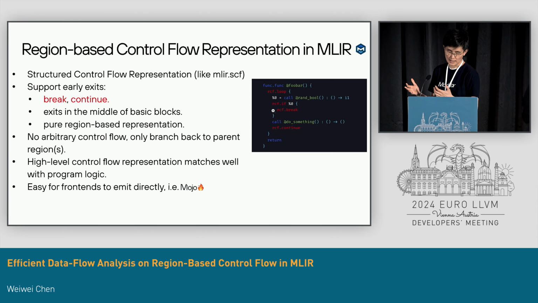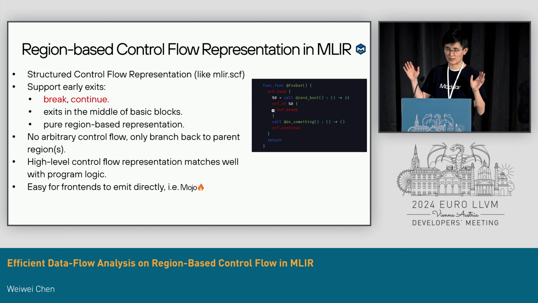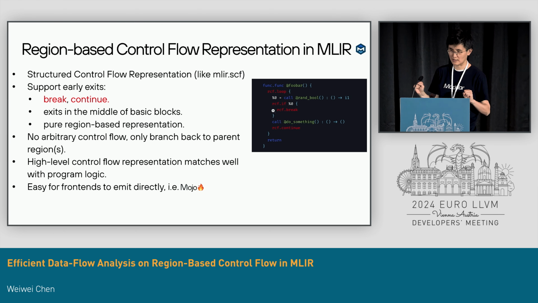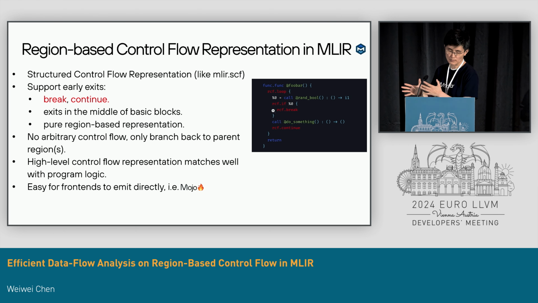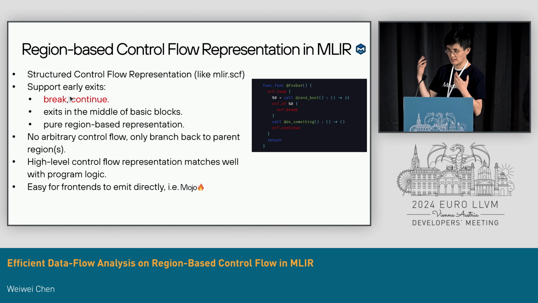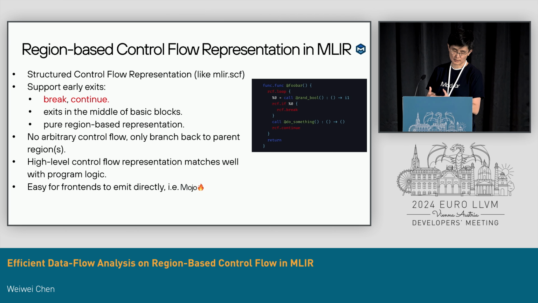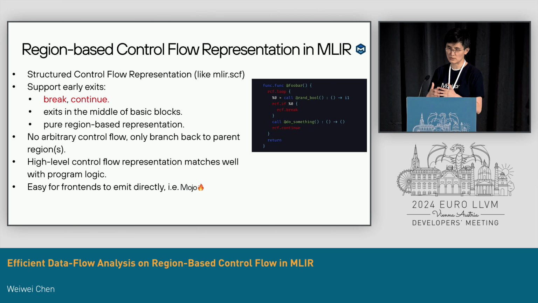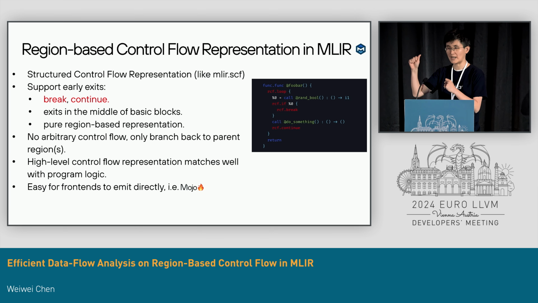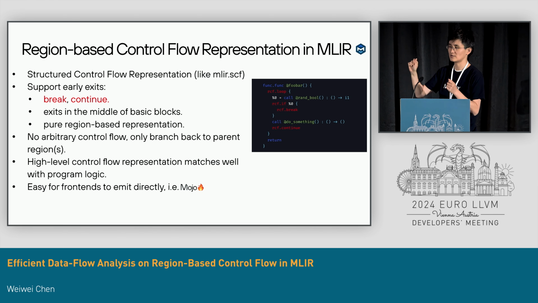So what we're proposing here is a type of operations that is purely region-based. We'll forget about the basic block restrictions and just focus on the region-based representation, so that now we can support early exits of the loops. This representation will not support any arbitrary control flow. When you exit the branch out of the region, it should always pop back to the parent region, which means that goto is not allowed, because goto may go to any arbitrary destination.